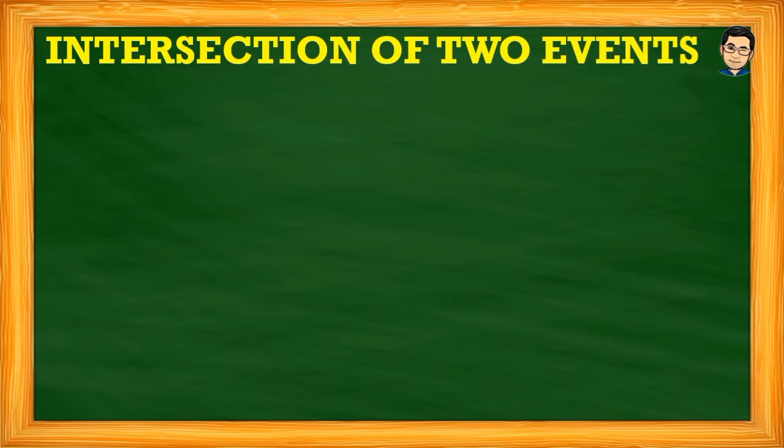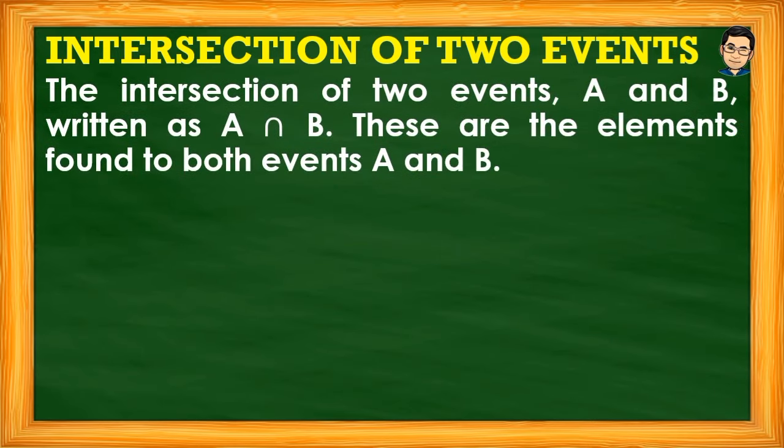So, next we have intersection of two events. So, anong pinagkaiba ng union tsaka intersection? So, the intersection of two events, A and B, written as A intersection B, these are the elements found to both events A and B. So, ito po yung mga elements na makikita pareho sa dalawa or higit pang events.